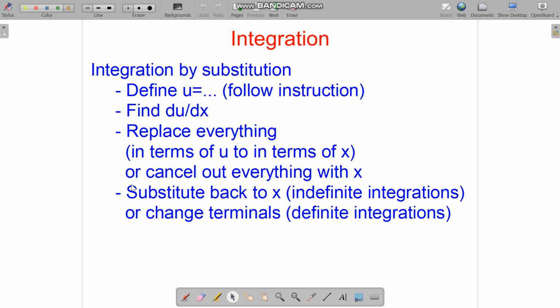And then you can substitute back to x if you use indefinite integration, but you can also change the terminals or the limits of integration if it's definite integration.